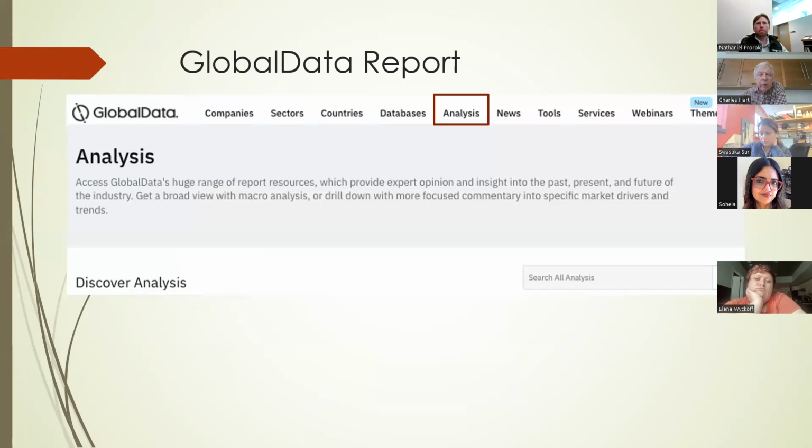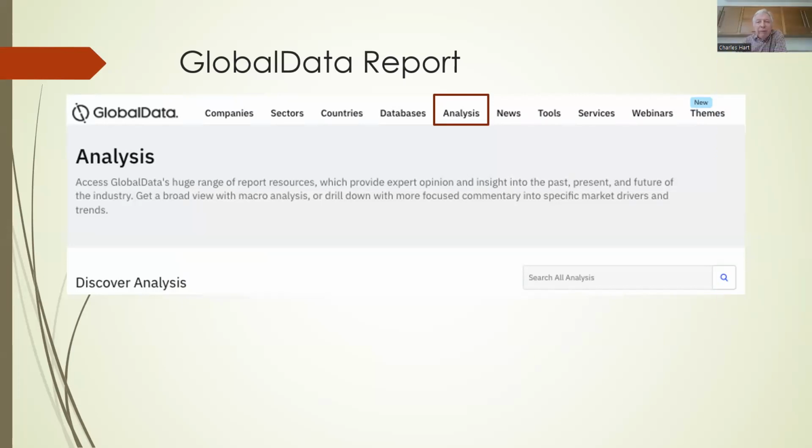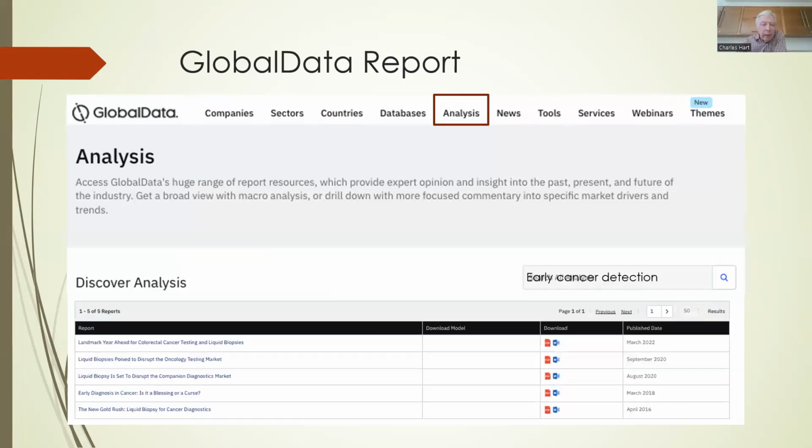And so if you look at the top there, those are the different fields the database has: companies, sectors, countries. And this is the one, analysis. And you can ask for it to focus on early cancer detection. And these are a series of reports on early cancer detection markets. If you look at the far right, these are the dates of when these reports were released.